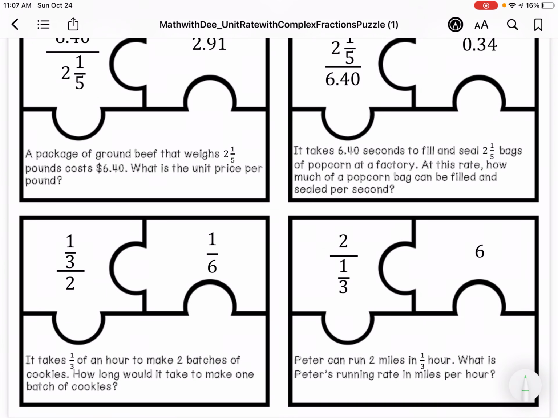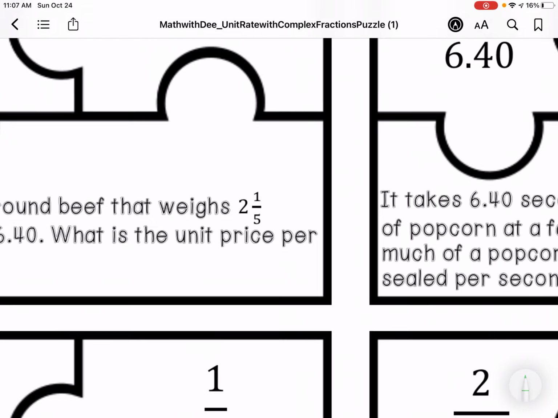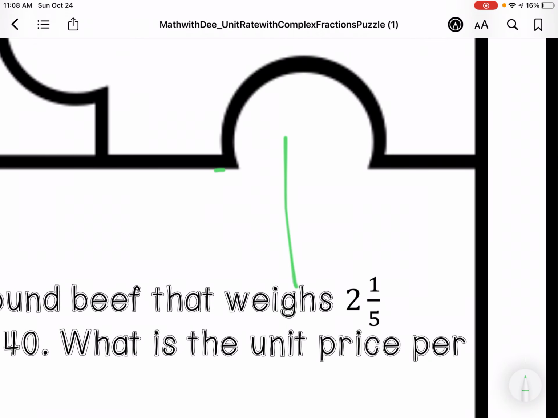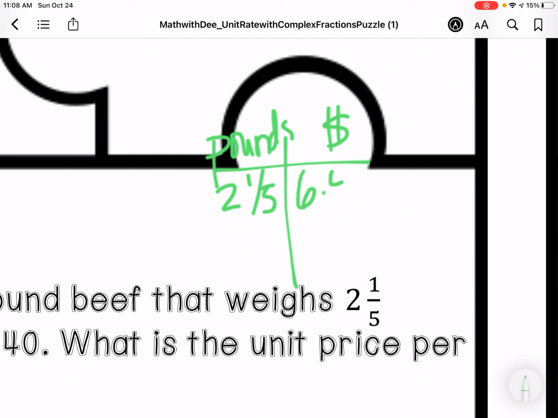A package of ground beef weighs 2 1/5 pounds. It costs $16.40. What's the unit price? So I have 2 1/5 for $6.40. Price per pound, so that means for one. So I'm dividing by 2 1/5.